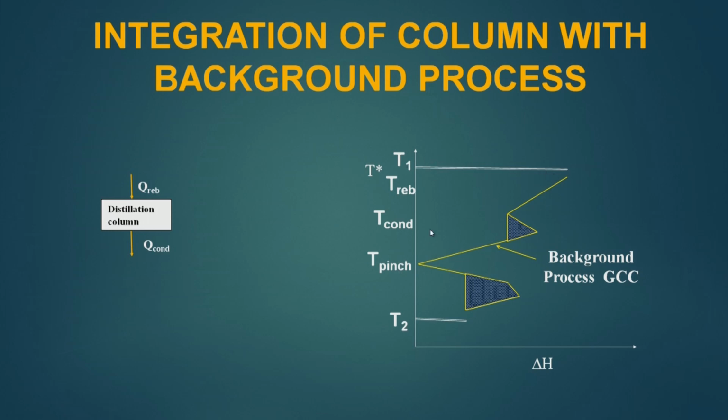But here we see there is a large delta T available, which decreases when we go to this. Now, by integrating a distillation column here, under this large delta T, I can make the distillation column operation almost free of cost. Now, let us see how. This is under a T and delta H diagram.